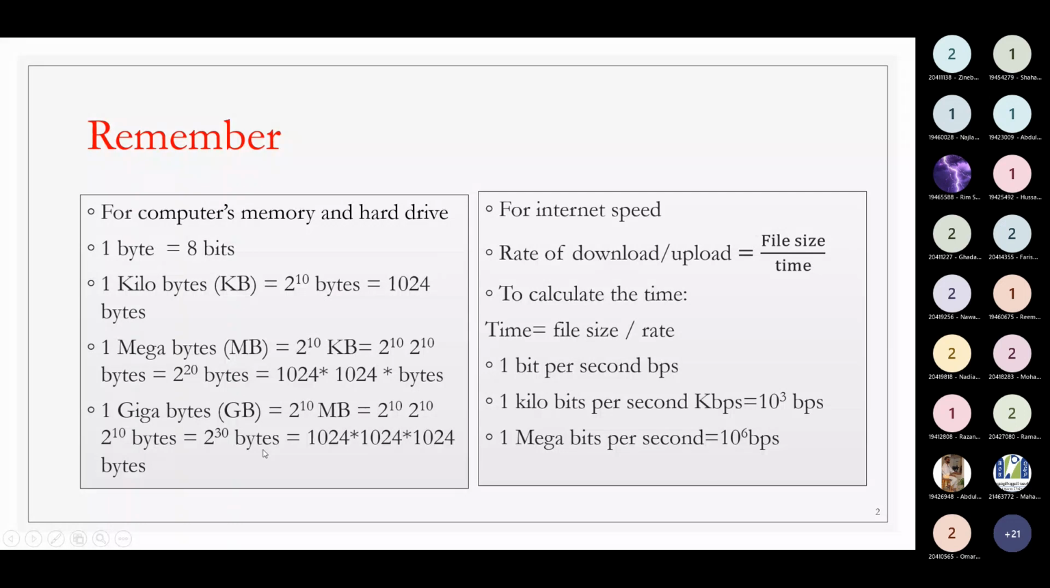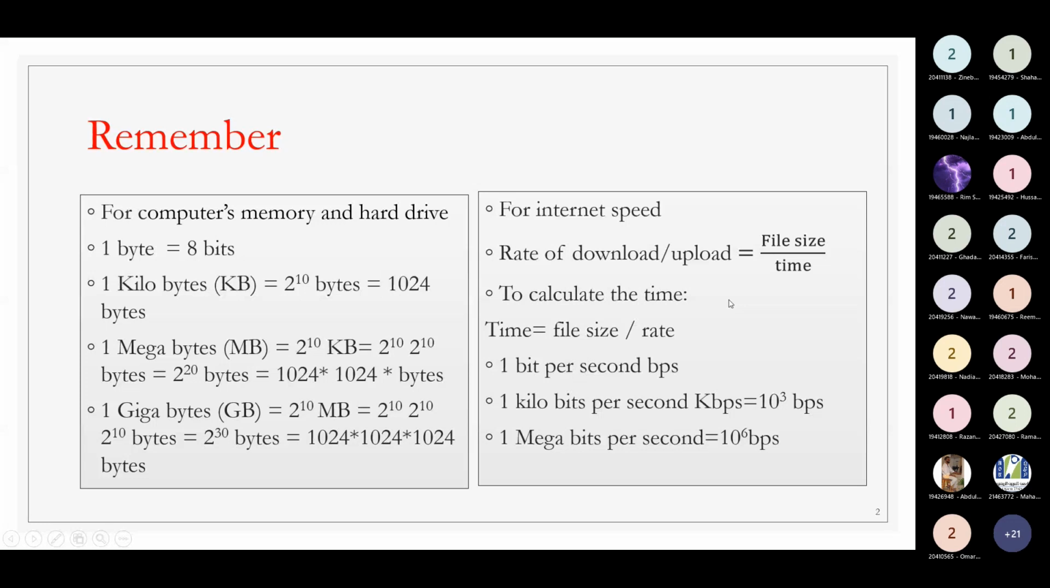For the internet speed, the rate of download or upload, the rate is equal to the file size divided by the time. So to calculate the time, we need to divide the file size by the rate. So you will have 1 bit per second, which can be abbreviated as bps.